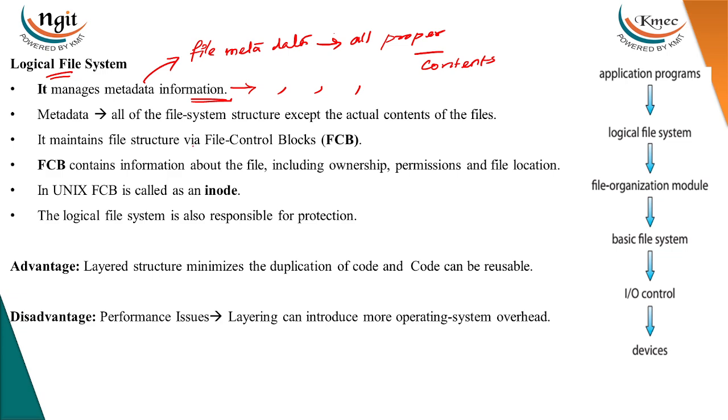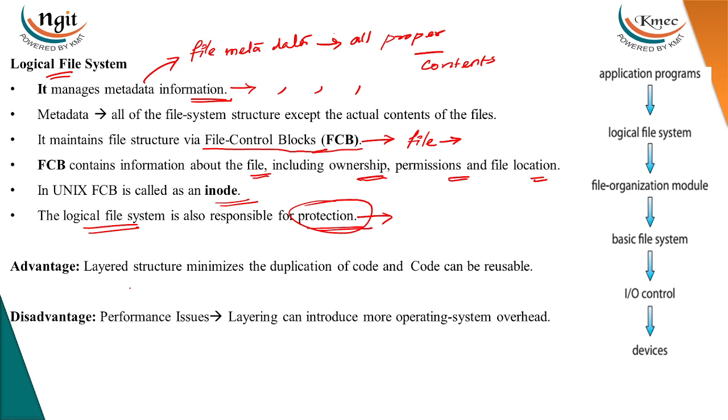It maintains file structure using file control blocks, FCB. Each file will have its own file control block, which stores all its properties: information about the file and its ownership, permissions and location. In Unix we call the FCB an inode. The logical file system is also responsible for protection, whether to read, write or execute a file. There are some read-only files, which belong to this protection property.